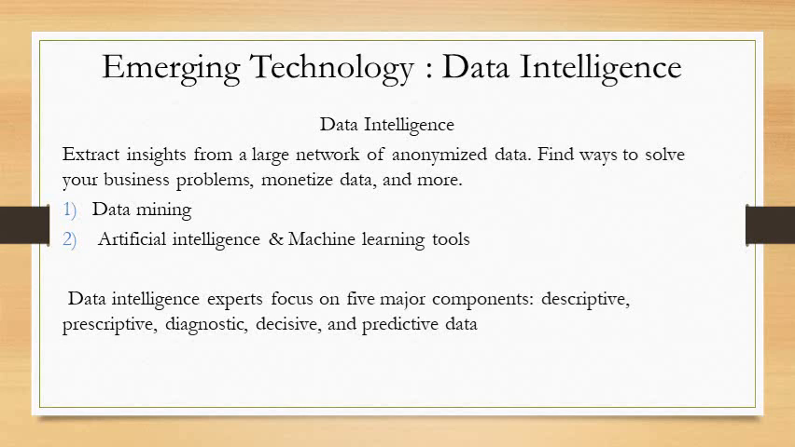The first one is descriptive data intelligence. Descriptive data intelligence is the analytics which use data aggregation and data mining to provide insight into the past and answer what has happened. Prescriptive data intelligence is the analytics which use optimization and simulation algorithms to advise on possible outcomes and answer what should we do.